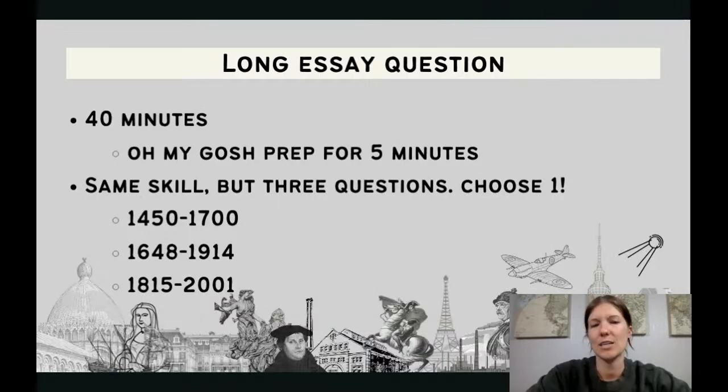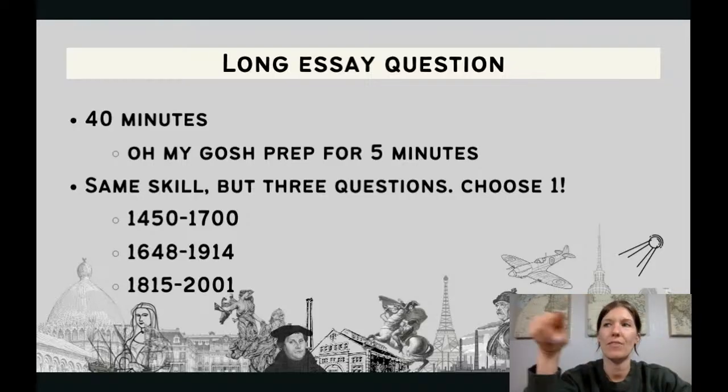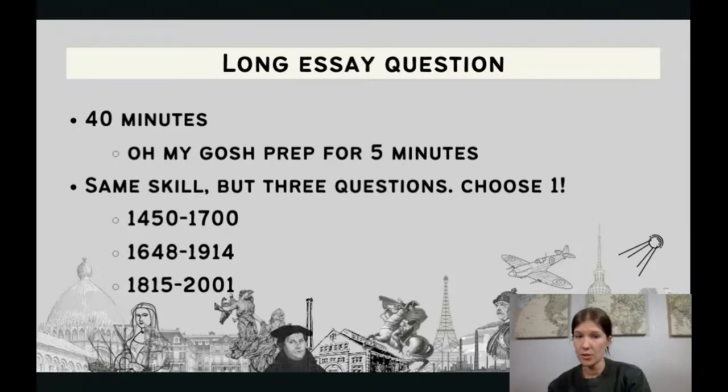That brings us to the long essay question. You will, in theory, have 40 minutes. So there's not going to be a timing breakdown. This is all on you, so you need to manage your time well. Just a reminder, the Blue Book will have that little timer above, so you'll be able to see how much time you have left. So 60 minutes with your DBQ, 40 minutes on your LEQ, prep for 5 minutes.